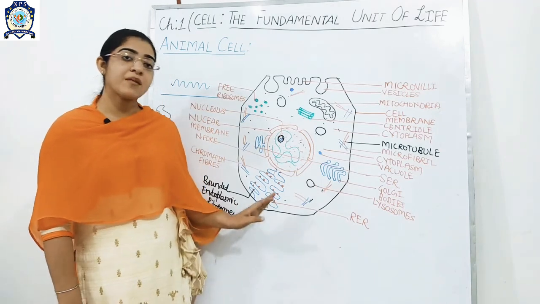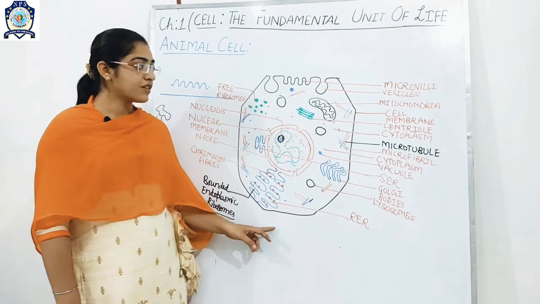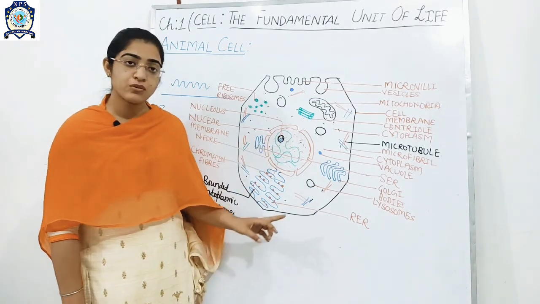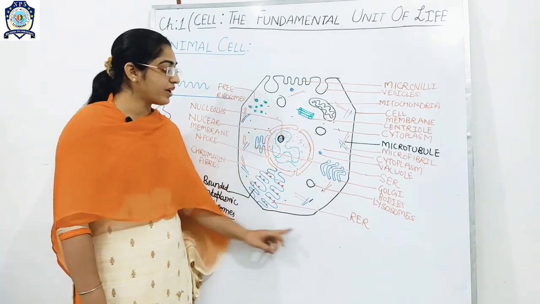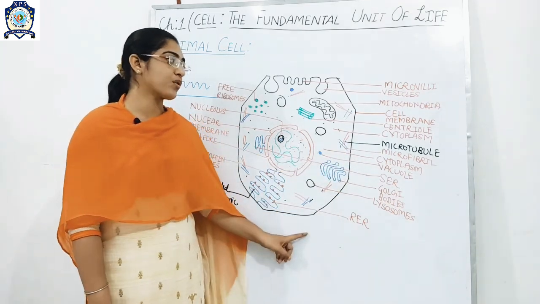So once again I am repeating the function of each and every cell organelle. Firstly you have to draw the outer boundary, and this outer boundary, as this black color boundary I have drawn here.